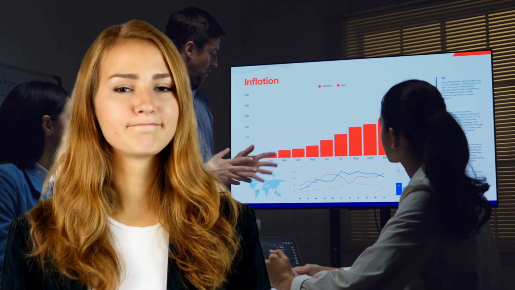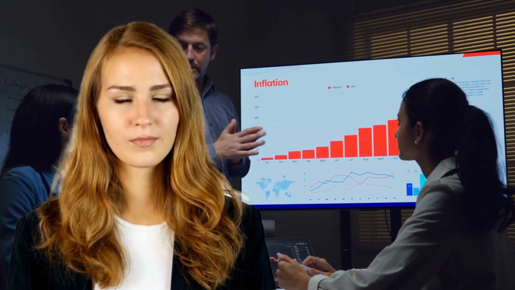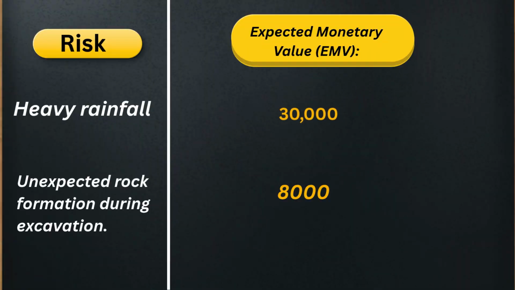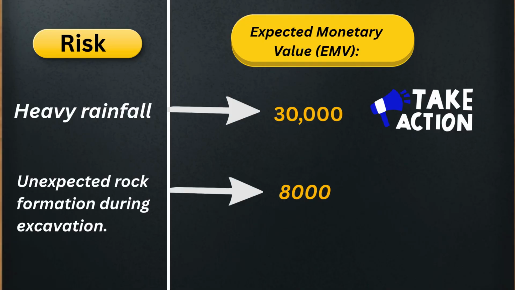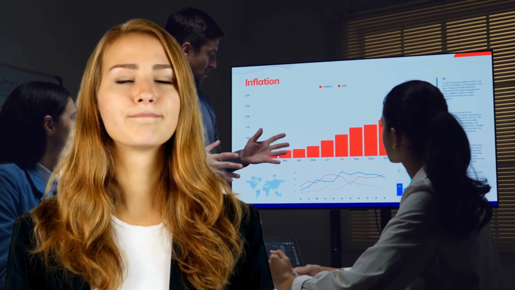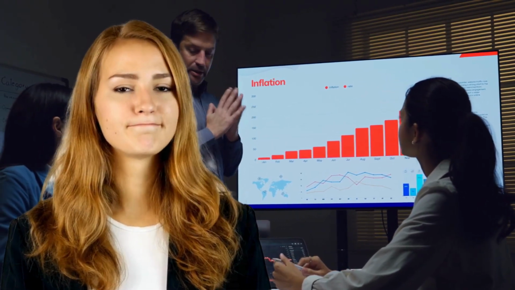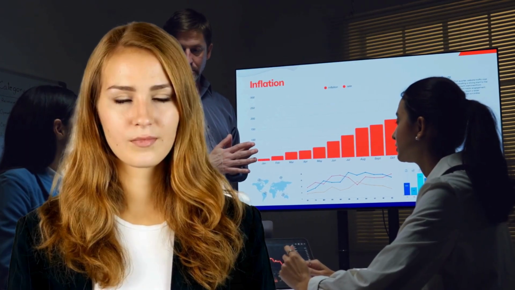Now that you have the expected monetary value for both risks, it's time to compare and prioritize. Based on the expected monetary value, we can say the cost impact caused by heavy rainfall is much higher and requires immediate action, so this can be prioritized over the other risk. Don't just identify risks, act on them. Apply this method to your project to make faster, smarter risk decisions and ensure you never miss a critical moment in your project's success.